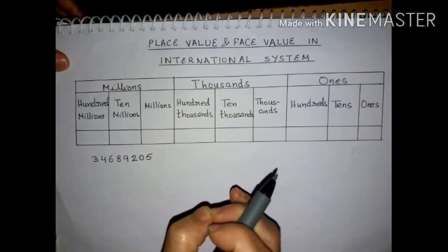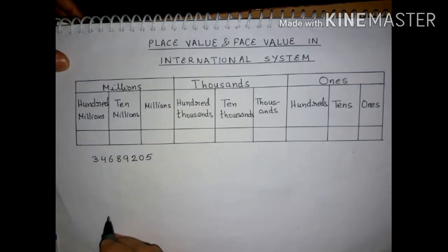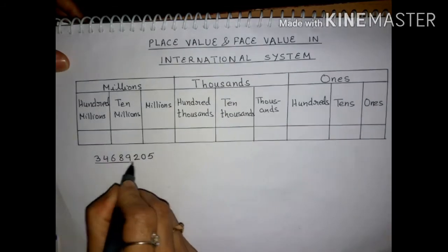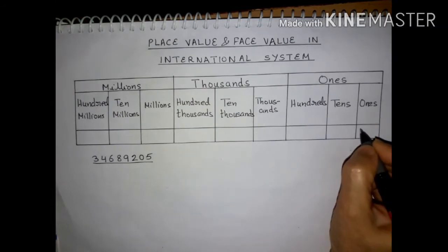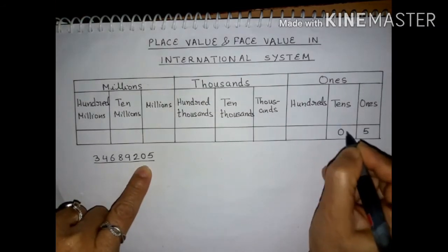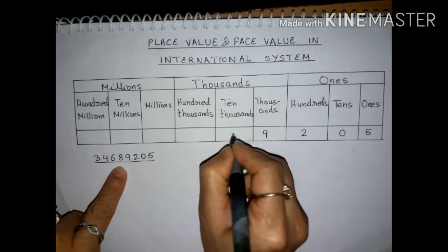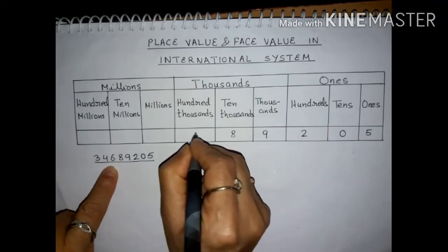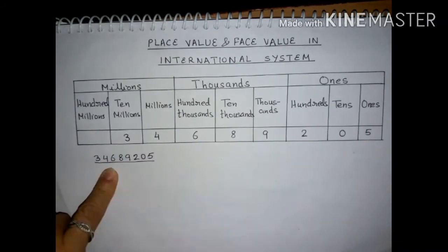The only difference will be in the places which we give them. Okay, so let us consider this numeral. As I told you previously, we will arrange it from the right side. So we go in the reverse order, like this is 5, 0, 2, 9, 8, 6, 4, 3.